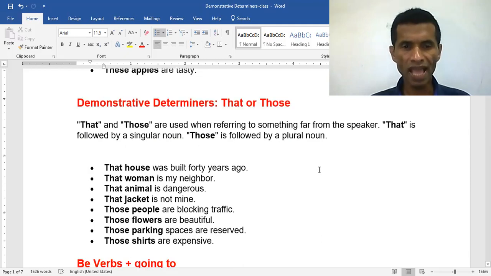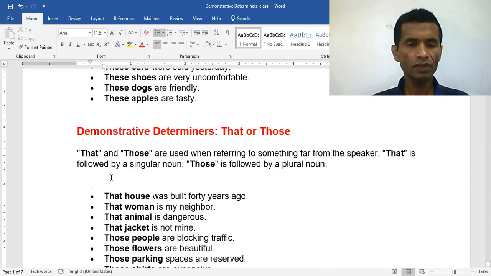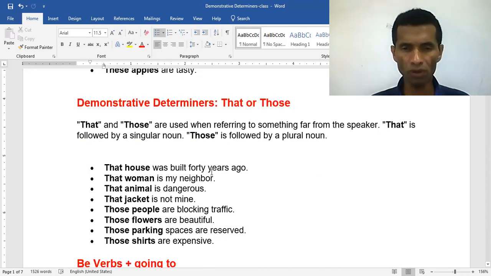Okay, now we will have a look at the examples. That house was built 40 years ago. That woman is my neighbor. That animal is dangerous. That jacket is not mine. Right? Here you can see singular nouns. After the word that, we should use a singular noun. Right? These are singular nouns.